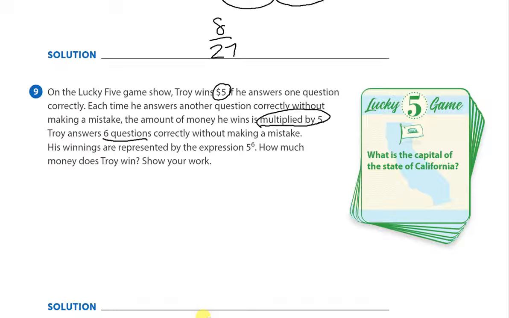His winnings are represented by the expression 5 to the 6th power. Look, they already gave it to you. That was very charitable of them. So how much money does Troy win? Show your work. Okay, so this is 5 to the 6th power, so we need to multiply 5 6 times by itself.